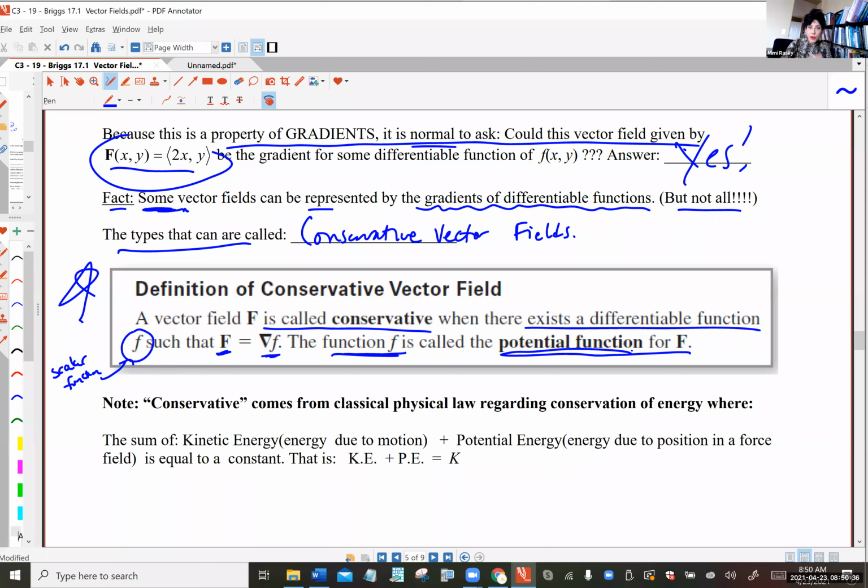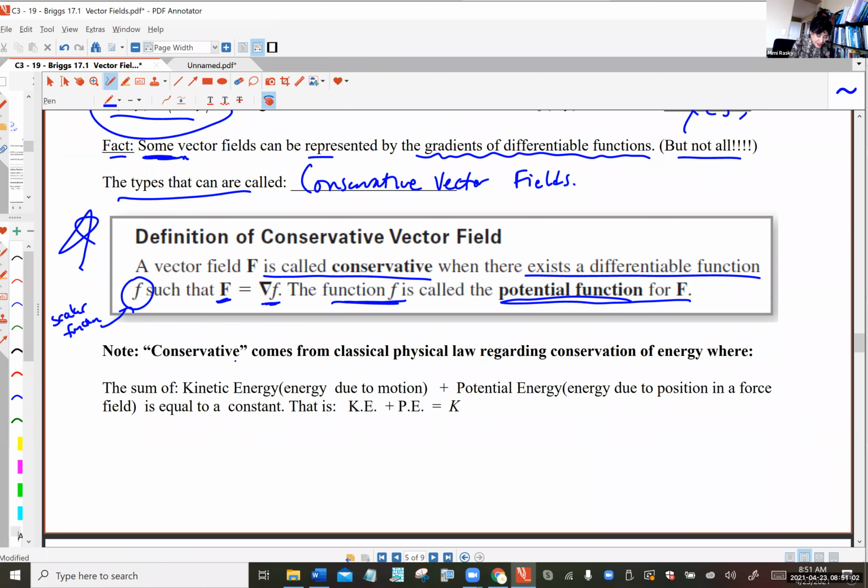So if I ask you on a quiz or exam, go find the potential function for this conservative vector field, you'll know what I'm asking for. I hope you got to know some of your vocabulary. Otherwise, you're going to be Googling, what the heck is a potential function? Now, the word conservative, just so you know, is taken from the world of physics. It comes from classic physical law regarding conservation of energy. That's where the conserve is, conservative.